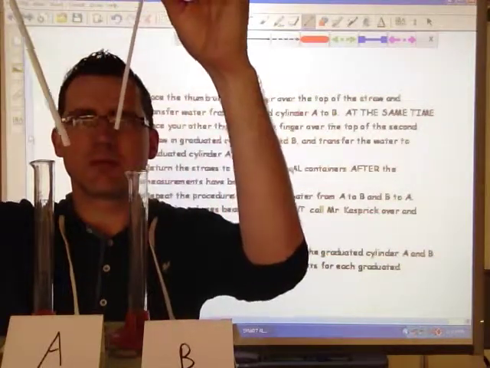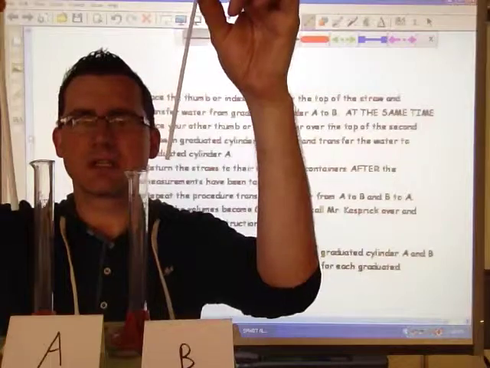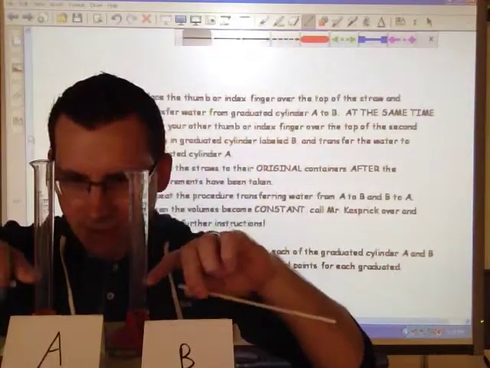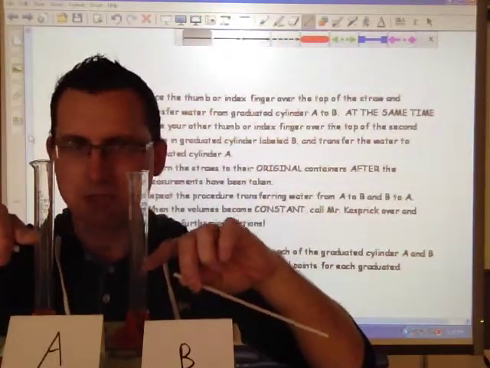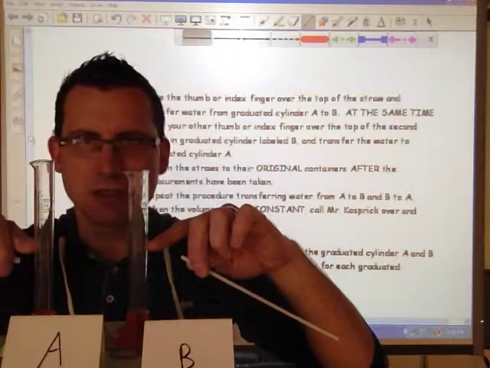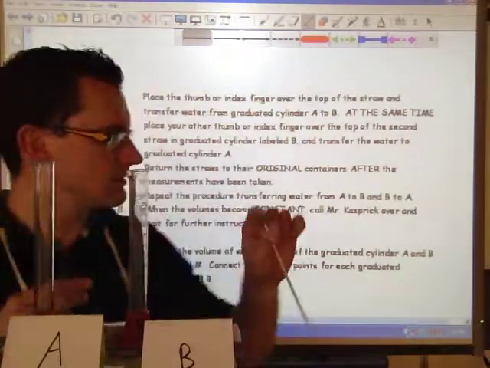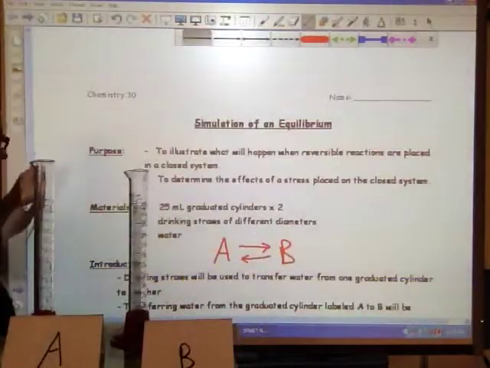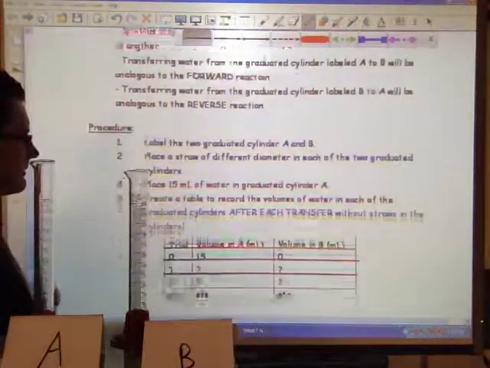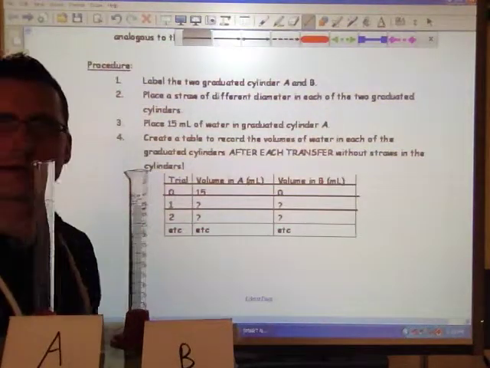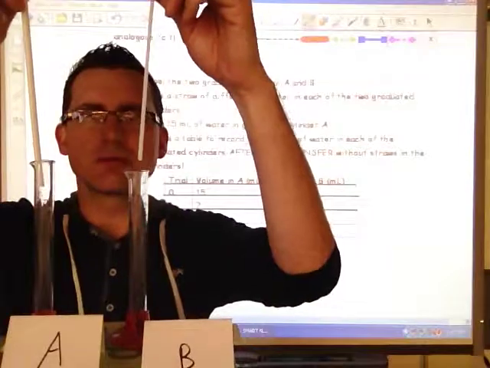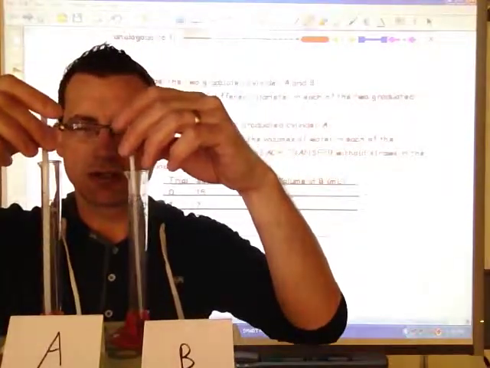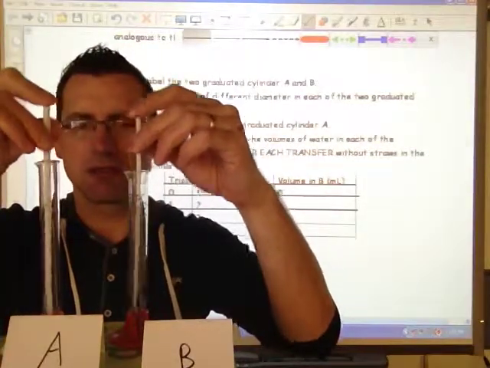And then I'm going to be putting the straws back where they originally are, but before I do that, I take the measurements. So this will likely be less than 15, and this will be larger than 0. So then you write that on the table. That'll be trial number 1. Then put the straws originally where they are. Don't switch the straws around. And do the same thing.